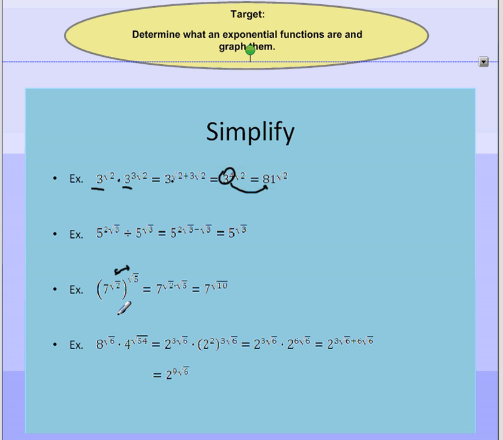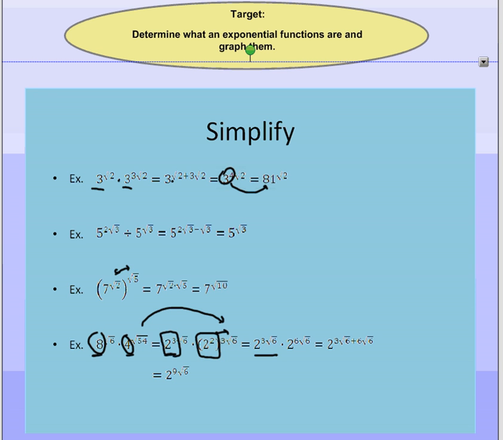The 4th example here, I want you to follow along with me. I can't do anything with these until they're the same base. What you need to notice, and again, it's observation, is that 8 and 4 are both powers of 2. So we're rewriting them. 8 is 2 to the 3rd power. 4 is 2 squared. So really what we have here is 2 to the 3rd power raised to the square root of 6 power. And what I didn't point out is that we simplified square root of 54 to 3 square root of 6.